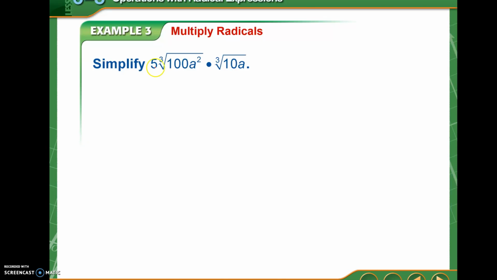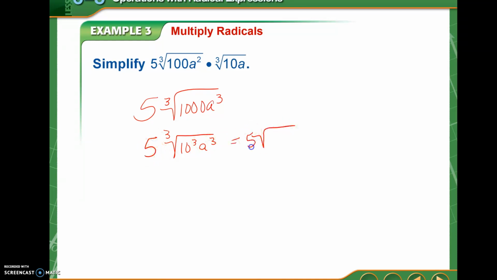We kind of looked at this the other day, but remember when we multiply, we can multiply the outside, and we can only multiply like radicals. So this is a cube root and a cube root, so we can multiply this. So 5 times 1 is 5, and then we have our cube root. 100 times 10 is 1,000, a cubed. And then we'll go ahead and simplify. So 1,000 can be written as 10 cubed, a cubed. Remember, our product rule says we can take the cube root of 10 cubed and the cube root of a cubed.